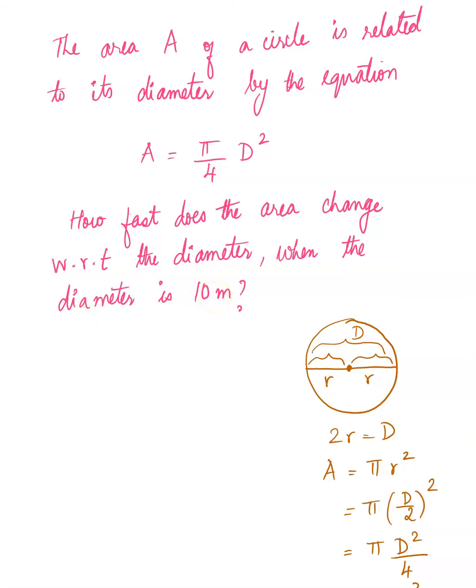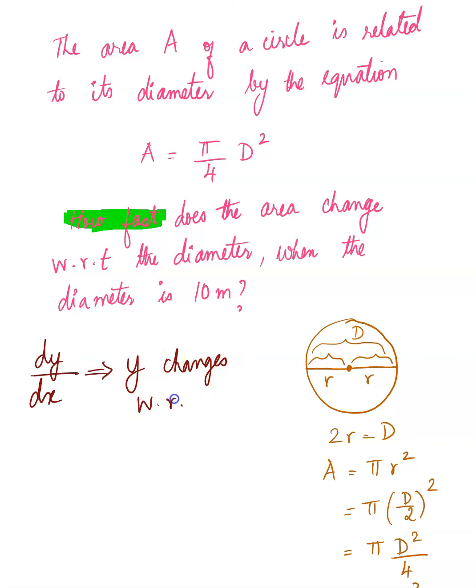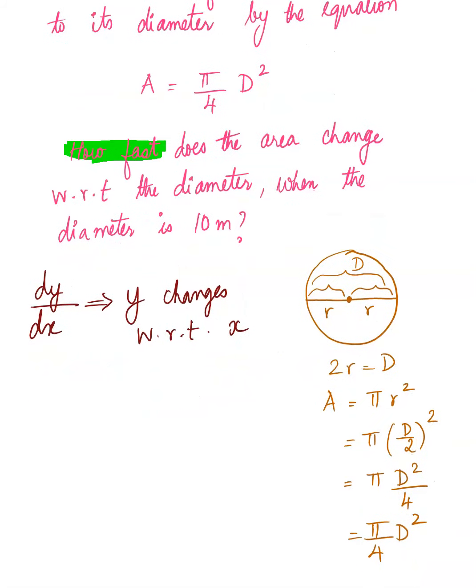So we want to first analyze the question. How fast is an indication of the rate of change, right? Rate is the speed, so something's moving fast. So how fast does the area change with respect to the diameter? A quick connection to you is that if I wrote dy over dx, it implies that y changes with respect to x, right? That's the understanding. That's how you would interpret it.